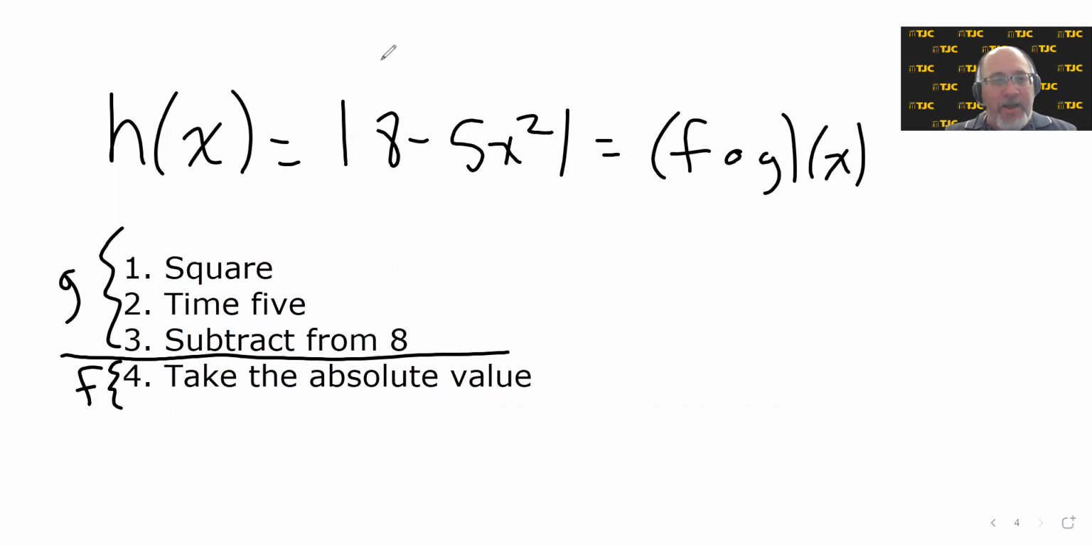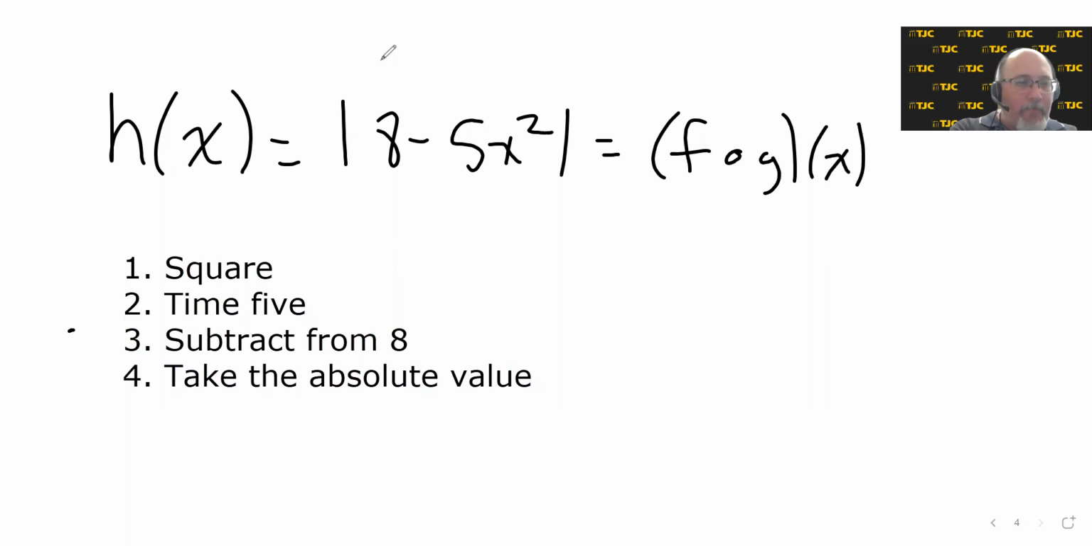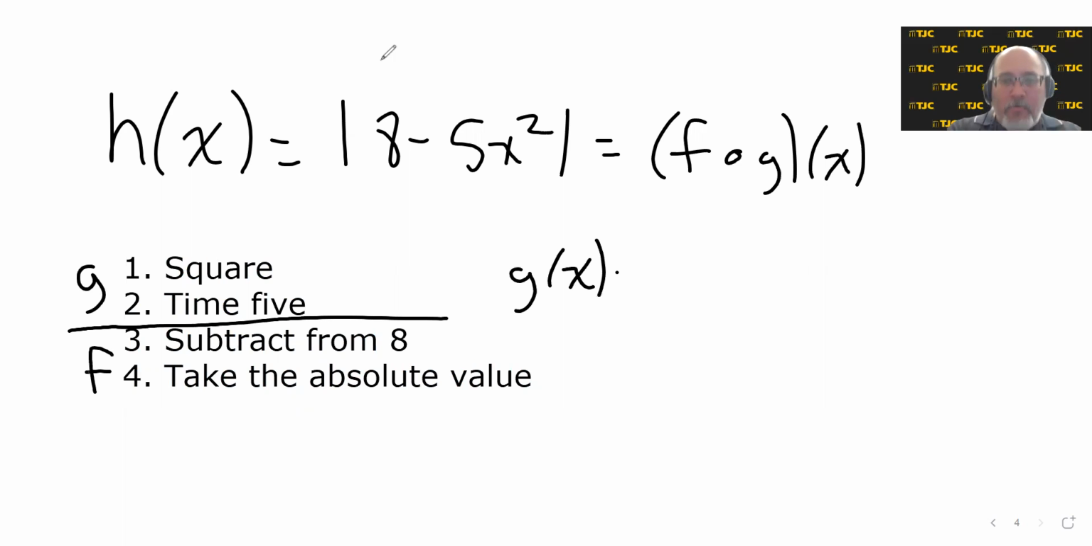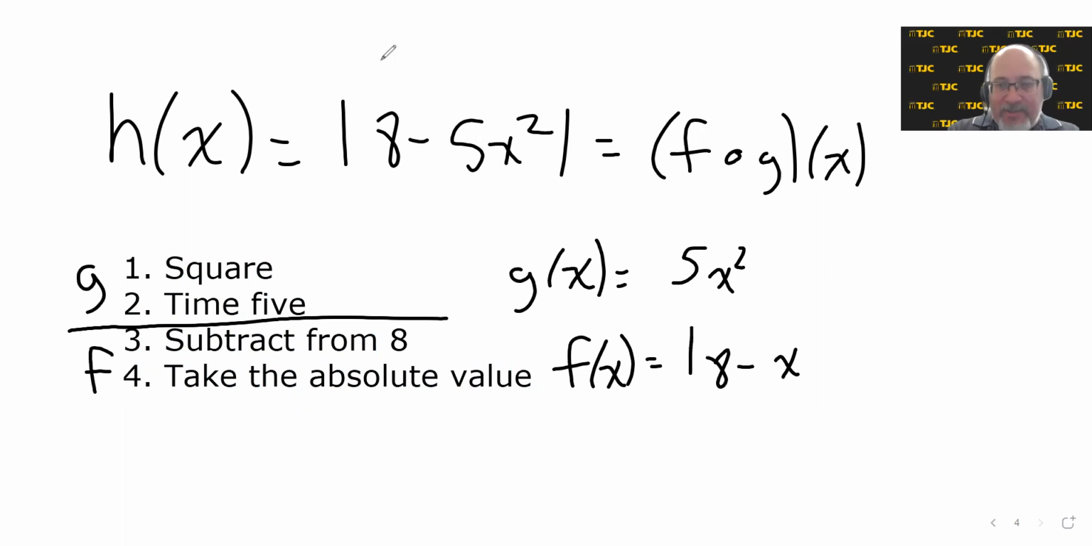If I had split it right here and called this G, because it happens first, and then F, then G would take a number, square it, multiply it by 5. F takes a number, subtracts it from 8, and takes the absolute value.